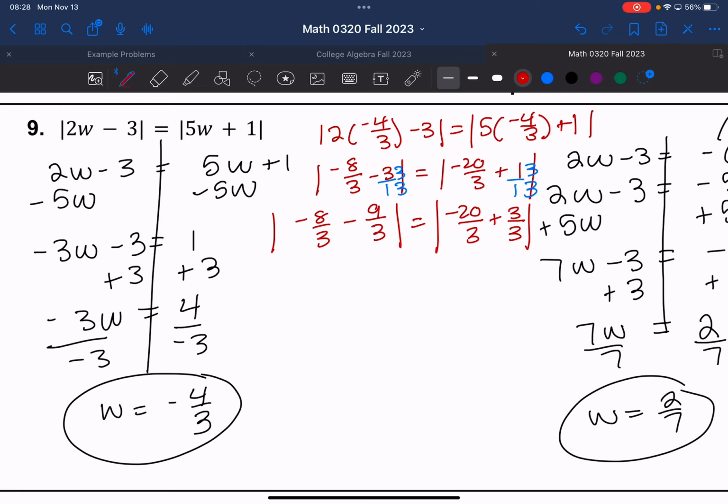Negative 8 minus 9 is what? Negative 17/3. And negative 20 plus 3, negative 17/3. Is this a true statement? Yes, because if we took the absolute value of both sides, we would get 17/3 is equal to 17/3. So this is a possibility.